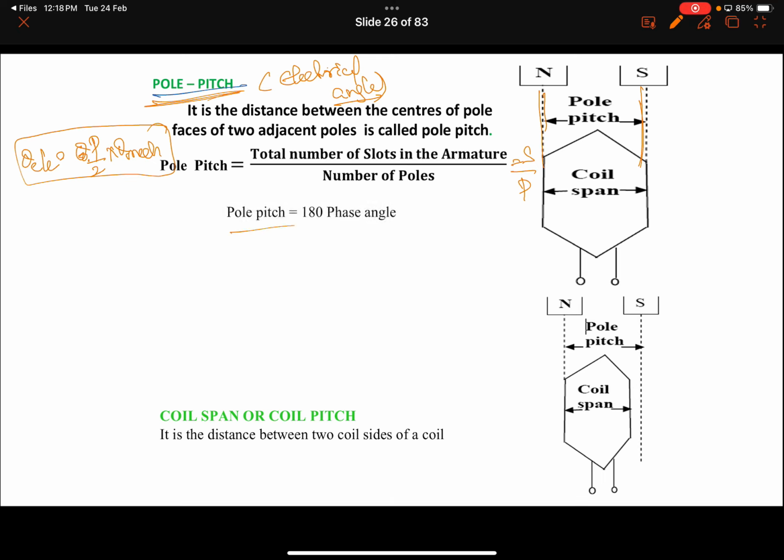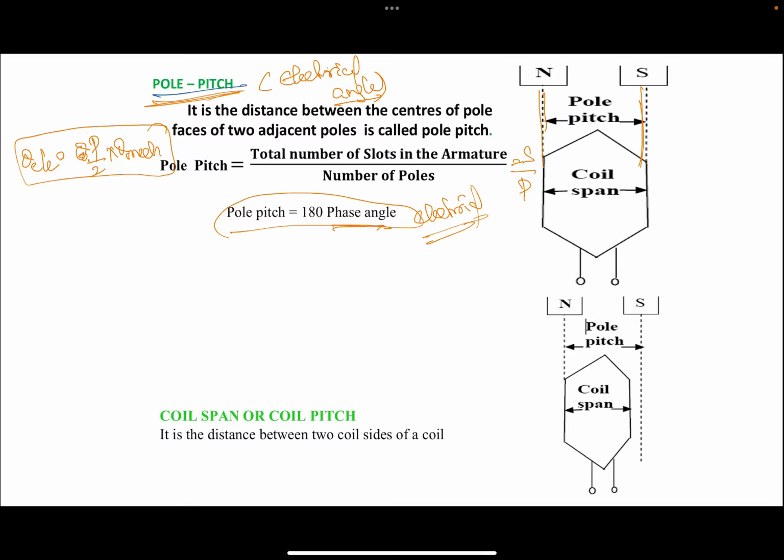I already told you that if I want to consider pole pitch in terms of electrical angle, it is 180 degrees electrical. Pole pitch is always 180 degrees of electrical angle.